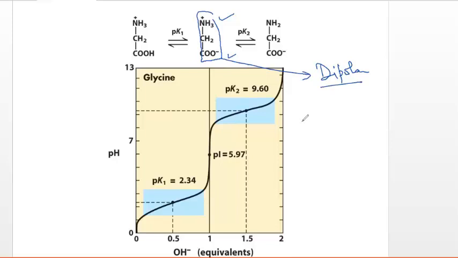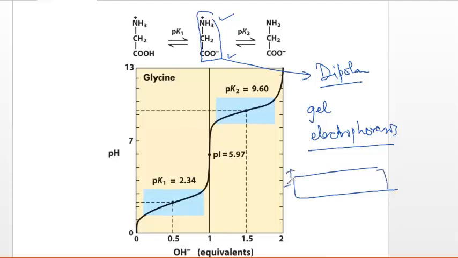And if you are trying to do gel electrophoresis, in which direction are they going to move? There are two ends in gel electrophoresis, positive as well as negative. So your amino acid is somewhere here. Okay, so this direction move करेगा. Tell me, this is the isoelectric point. Tell me in which direction they can move.